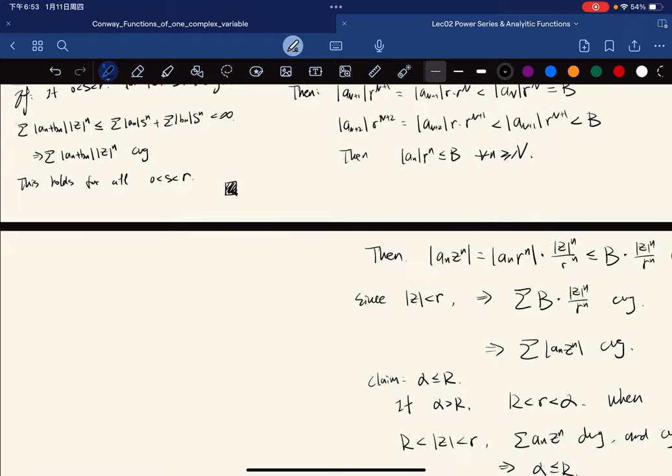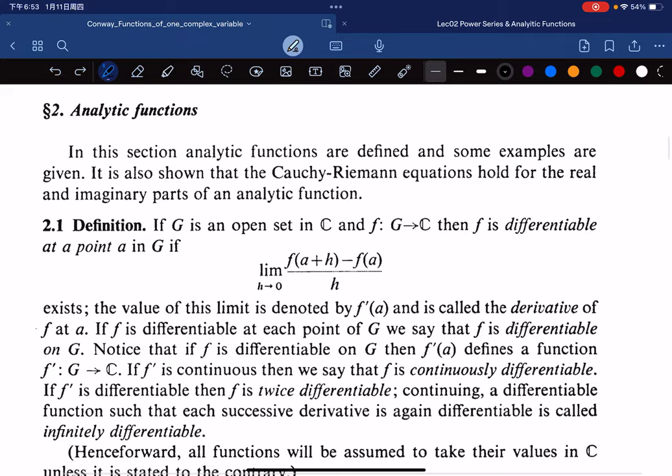Okay, all right. So here we're going to move on to analytic functions. This section is about analytic functions. You should know the Cauchy-Riemann equations. If you don't know them, it's okay. It's not that hard. It's not that deep. 2.1, right? We have a definition: if G is an open set in C and f maps from a complex number to a complex number. So we're taking complex numbers and your output is also a complex number. Then, well, we can say that f is just some subset of R squared, right? f is some R squared to R squared, right?